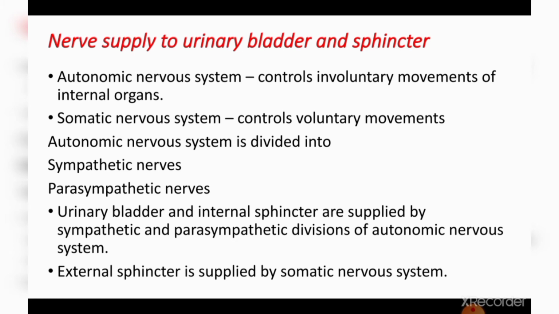So here we can clearly understand that if we are holding our urine, we are doing it as we have control over the external sphincter by the somatic nervous system. If this somatic nervous system fails to work, we will not be able to hold back our urine as we lose control over the external sphincter, and the internal sphincter and the urinary bladder are under involuntary control, which will void our urine automatically.